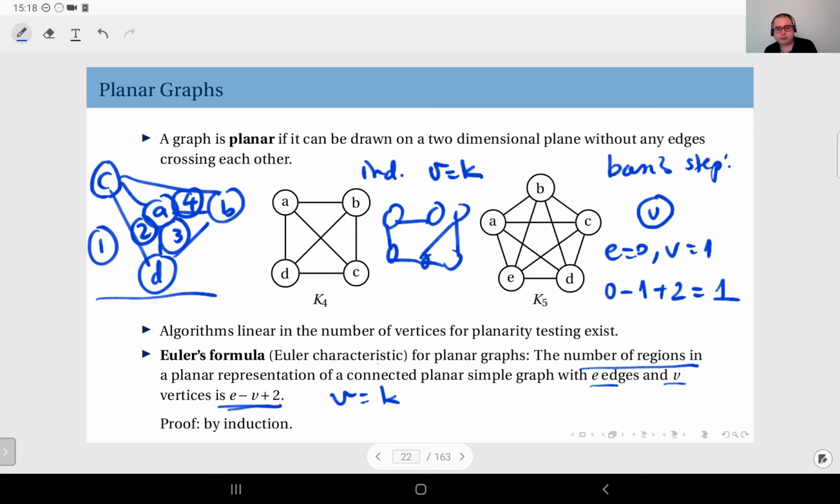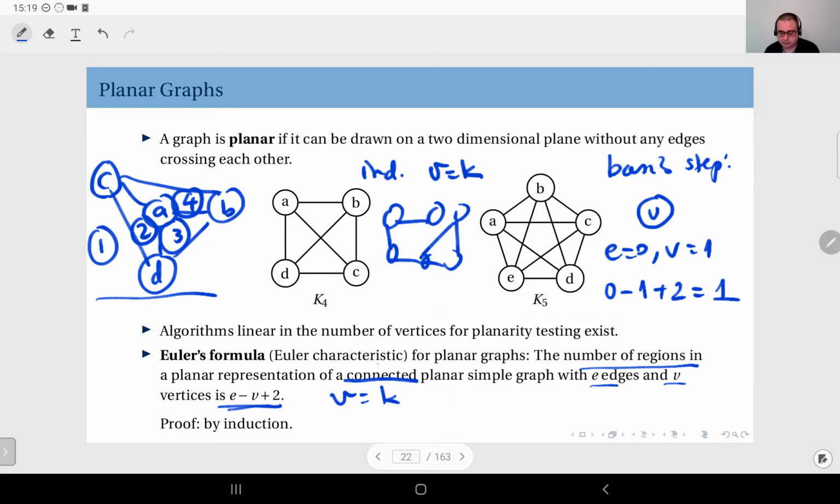When you add a vertex here, you will have to add an edge to that vertex, because you see this has to be a connected graph. So when you add a vertex, you also add an edge. Okay, so E increases by 1, V increases by 1, but you see when you add it like this, you don't have a new region, so it checks out because E minus V is the same. So this is induction through V. You should also do an induction through E because you have two parameters here.